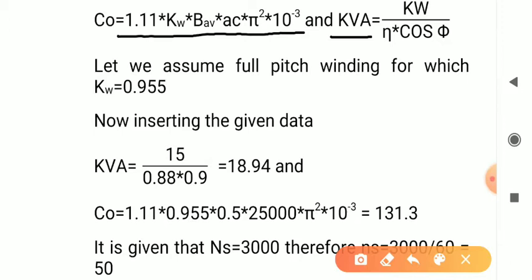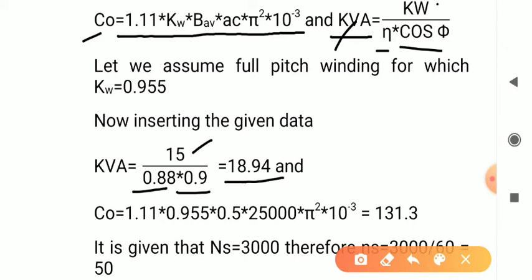Now if you see these two equations of the CO and kVA, in the kVA equation kilowatt is given, efficiency is given and cos phi is also given. So just by inserting the given data, we can calculate the kVA as 15 divided by 0.88 into 0.9, where 15 is kilowatt, 0.88 is efficiency and 0.9 is power factor, and if you calculate this you will get 18.94.